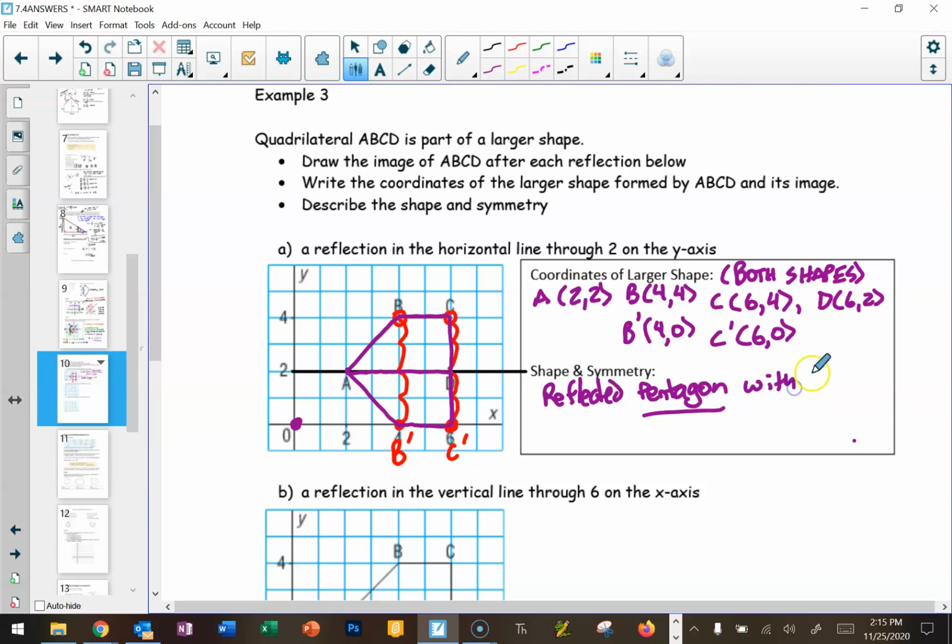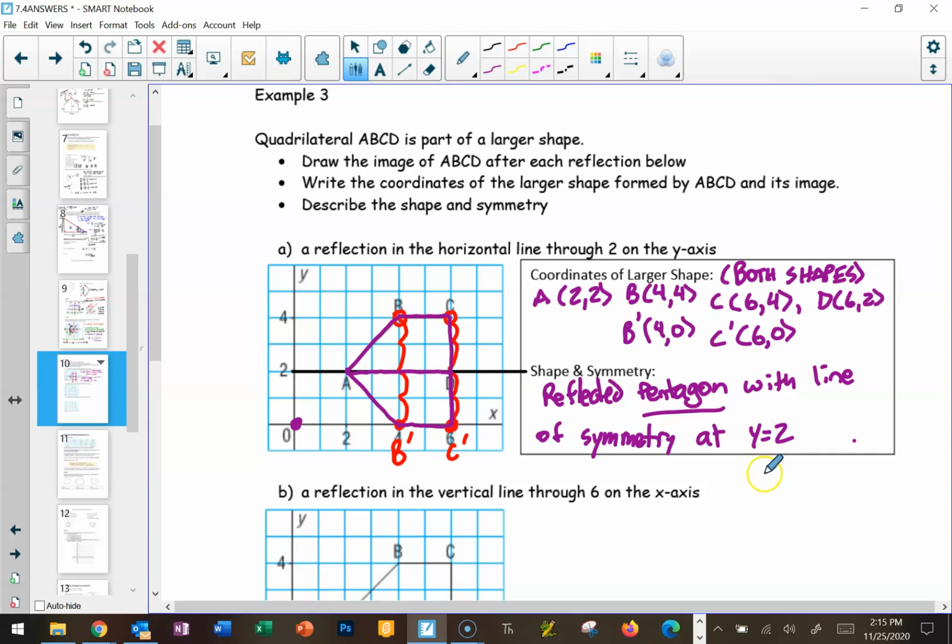with line of symmetry at y equals 2. And what sort of symmetry do we have here? Well, it's a vertical symmetry because we are projecting up or down, so it would be like a vertical symmetry. When I'm describing the shape, I kind of did both. I described the entire shape, but then I also said that there was a line of symmetry that basically helped us make the bigger shape.